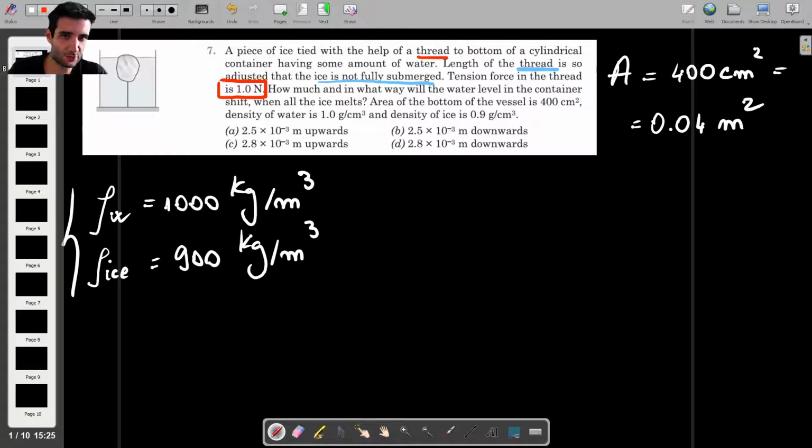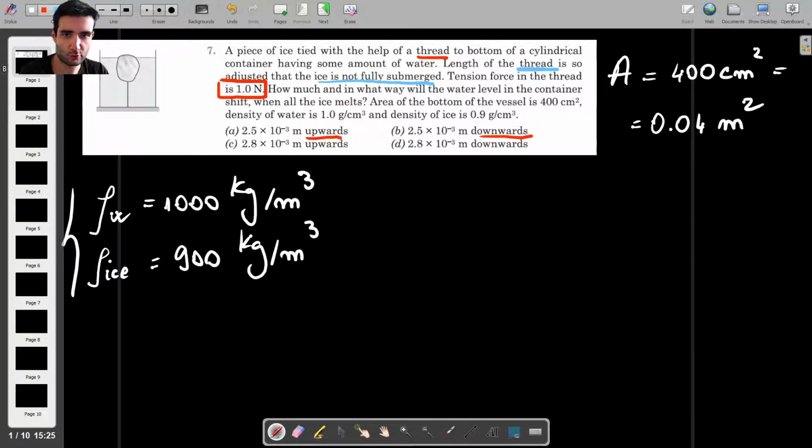And this is a multiple choice question, so you have a couple of options available. Does the water level go up? Does it go down? And you have two different values for up and two different values for down. Again, if you want to try this yourself, feel free. Otherwise, I'll just continue with it.